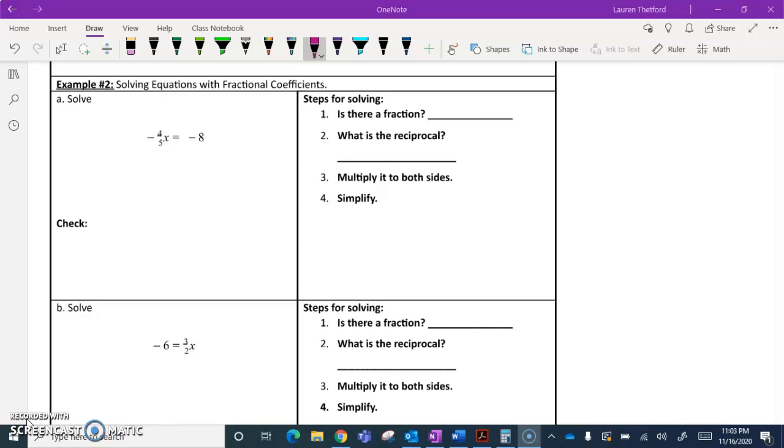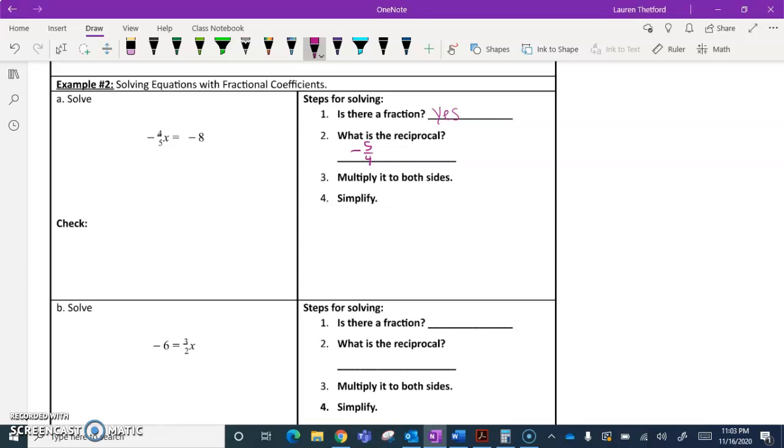Solving equations with fractional coefficients. So this means we're multiplying x by a fraction. So is there a fraction? Yes. What is the reciprocal? The reciprocal is when we flip the fraction. So the reciprocal of negative 4/5 is negative 5/4.